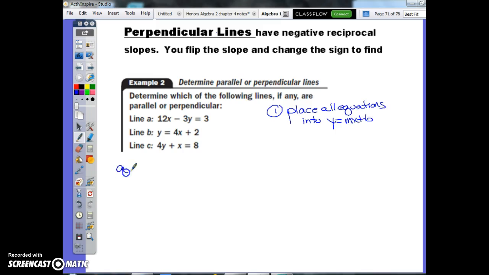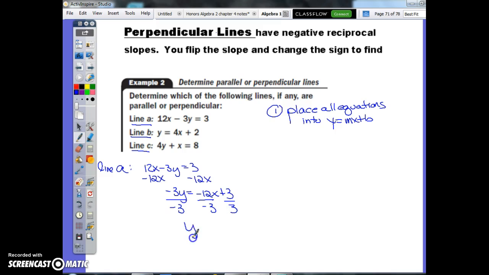So for line A, this is just names, line A, line B, line C. For line A, we have 12x minus 3y equals 3. So we're going to subtract the 12x. And remember, keep the sign in front. This is a negative 3y, it's a negative 12x, this is a positive 3. Then we're going to divide everything by a negative 3. And y is going to equal 4x plus 1. So here, my slope is 4 over 1. We're just writing that. All right, let's go to line B.